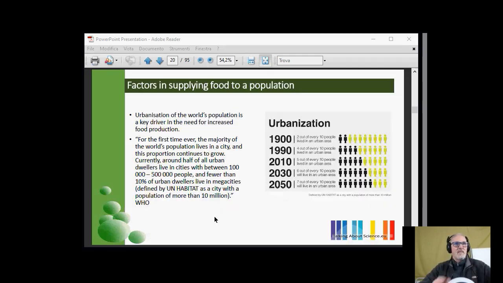Okay, so we're trying to supply food to a population. This is a statistic, an infographic on urbanization. Back in 1900, 2 out of every 10 people, that's 20%, lived in cities.